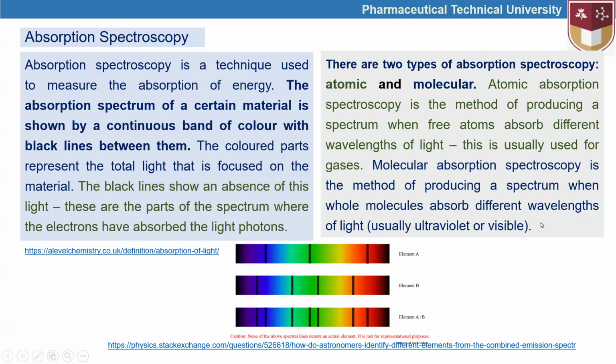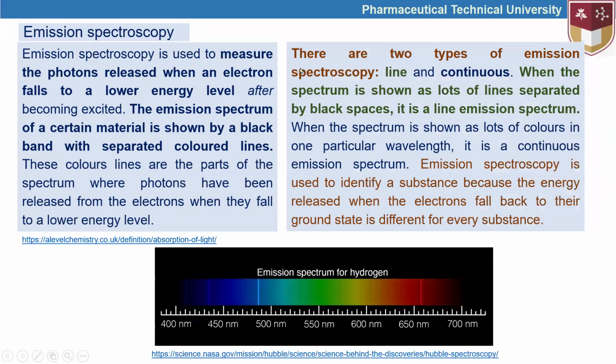And this is about atomic and molecular absorption spectroscopy. Next, we are going to turn to emission spectroscopy. Emission spectroscopy is used to measure the photons released when an atom falls to a lower energy level after becoming excited. As indicated here, this is the emission spectrum of hydrogen. The emission spectrum of a certain material is shown by a black band with separated colored lines. These colored lines are the parts of the spectrum where photons have been released from electrons when they fall to a lower energy level.